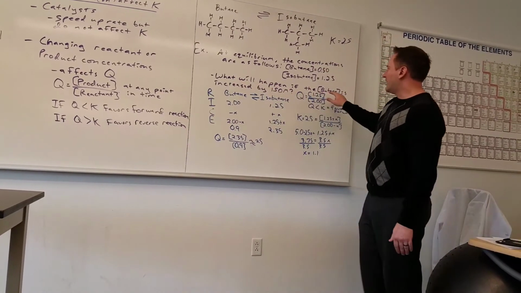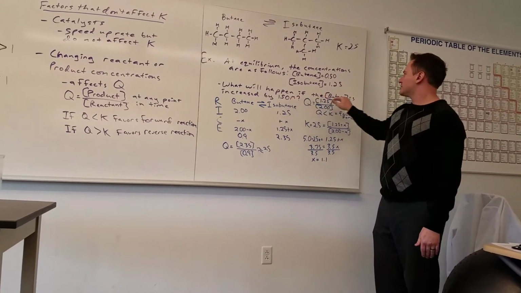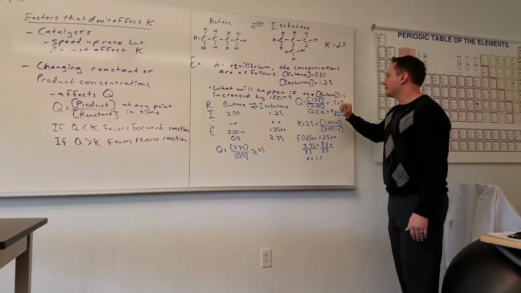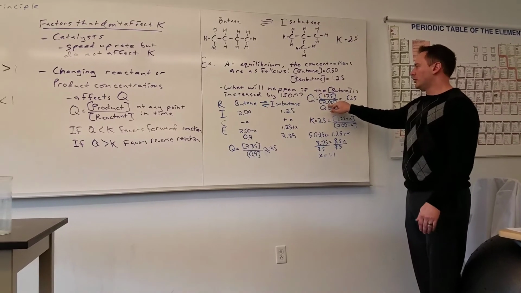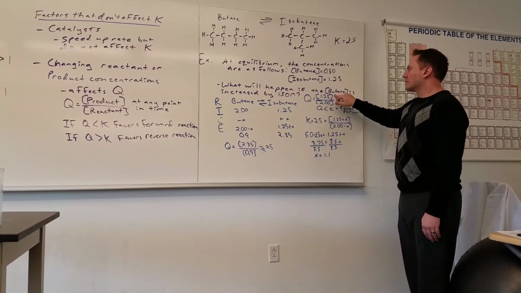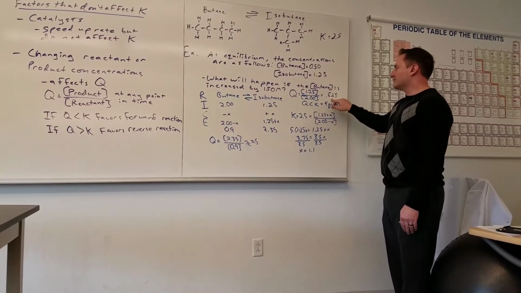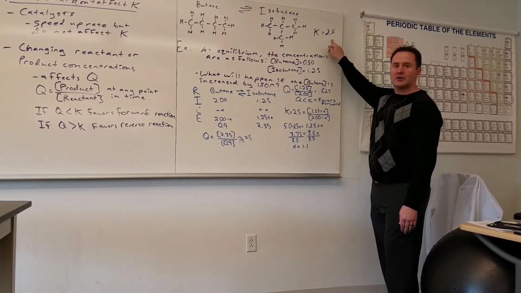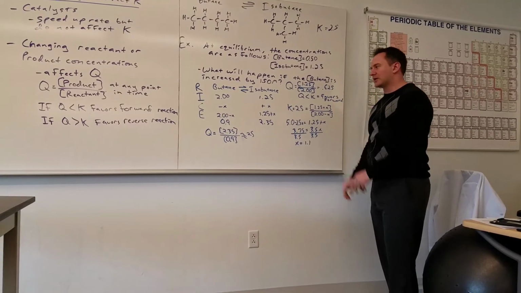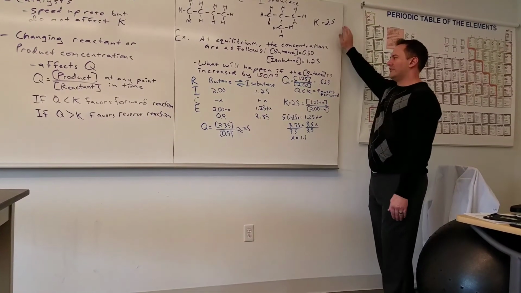So what would happen if I increased the molar concentration of butane by 1.5 molar? Well, Q then, your amount of reactant is now 2.0 molar. The product is still 1.25. That gives us a value of 0.625, which is substantially less than our K value. So what's going to happen is more of the product is going to be made to get back to that value of K.